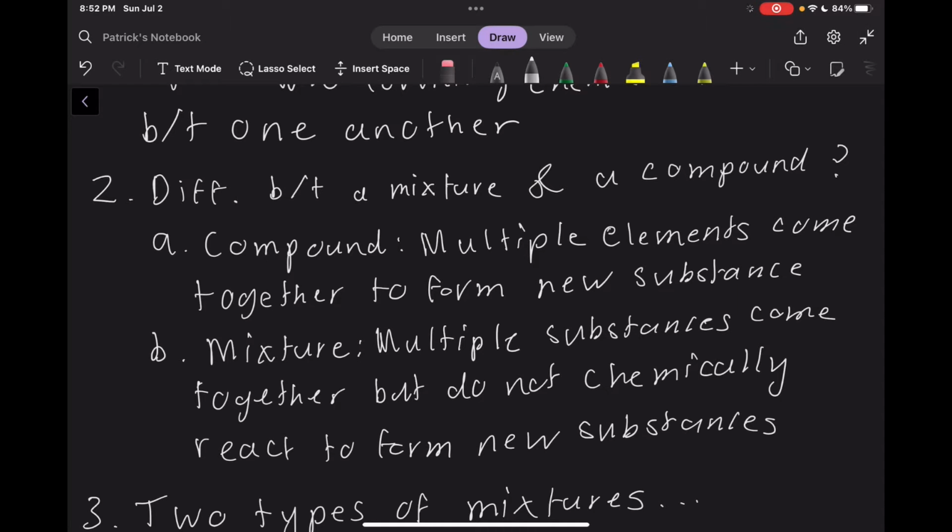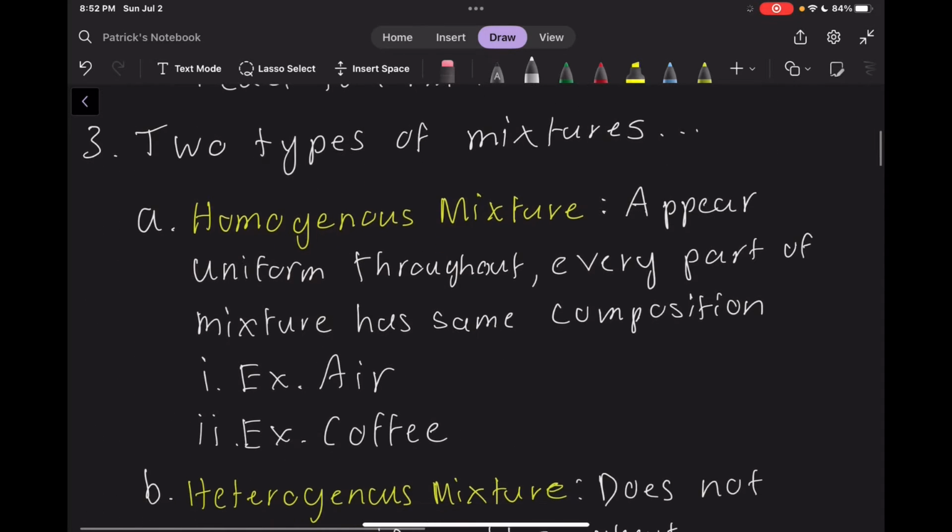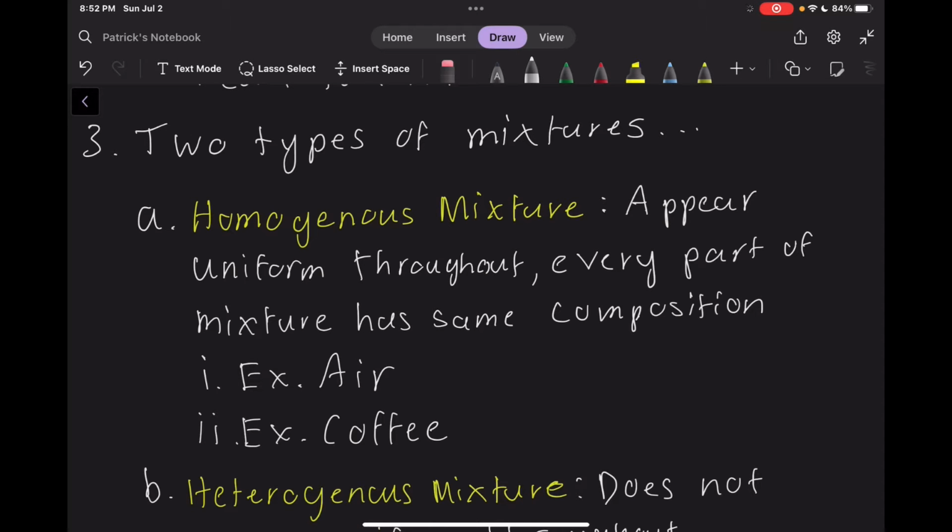This is a lot of technical terms, obviously, but it should all make more sense once we consider some examples of mixtures. Mixtures themselves can be divided into two categories. Homogeneous mixtures are those which appear uniform throughout. Our first example of a homogeneous mixture is air.